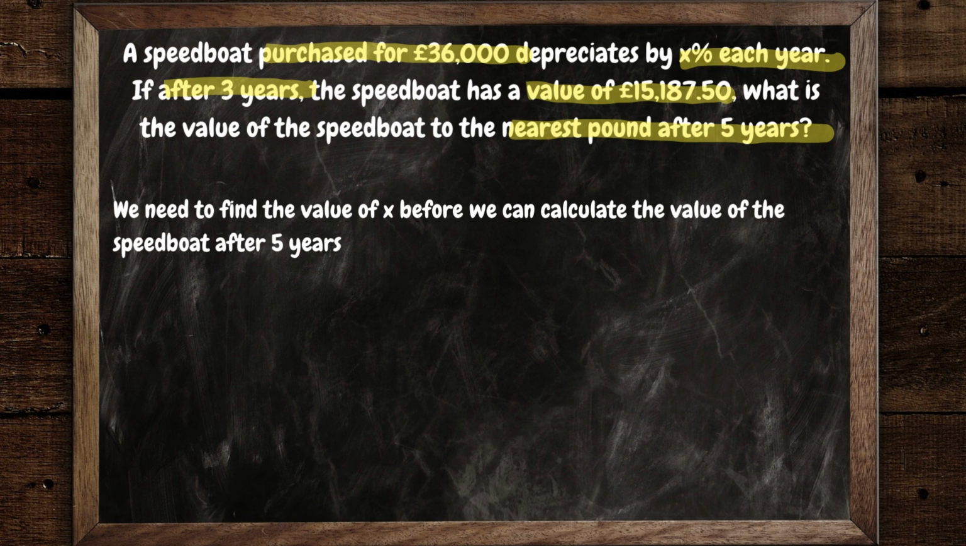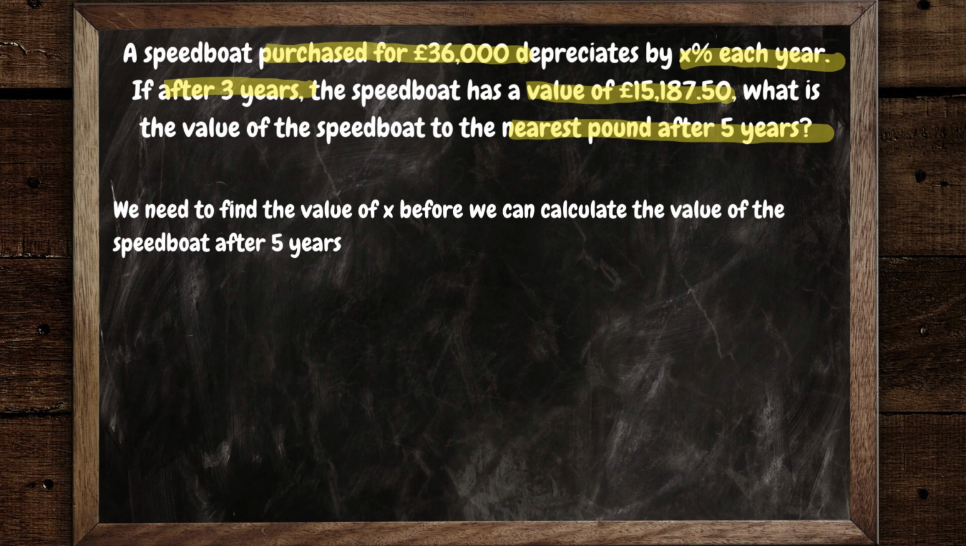Okay, so to answer this question, again, I will start by highlighting all the important bits. So the original price of the speedboat was £36,000. It depreciated by X% each year. So this time they haven't told us how much it's decreased by. And then after 3 years, the speedboat had a value of £15,187.50. And we need to give the answer to the nearest pound after 5 years.